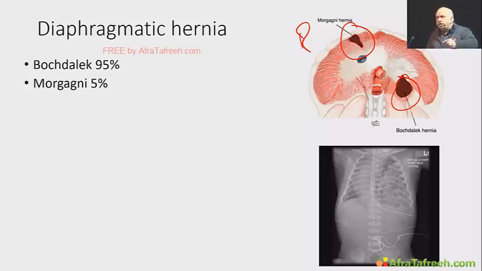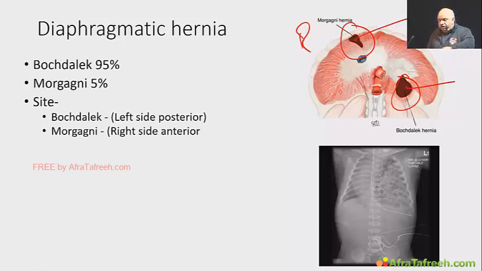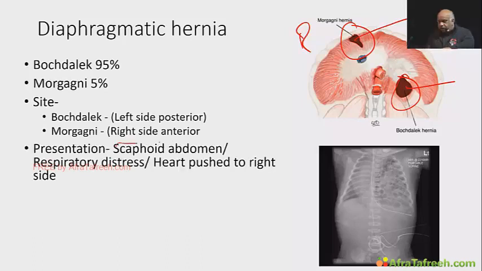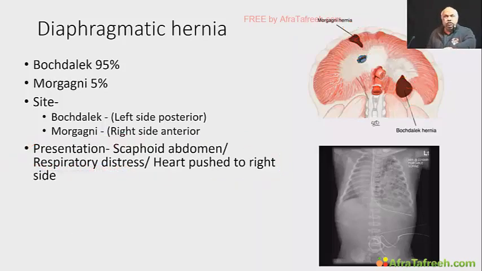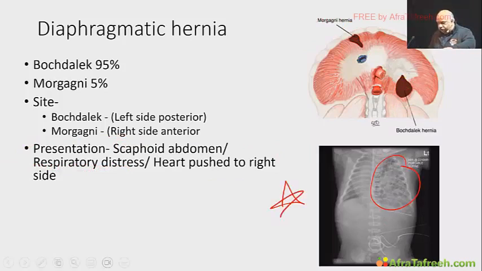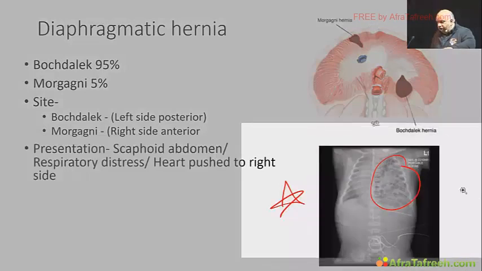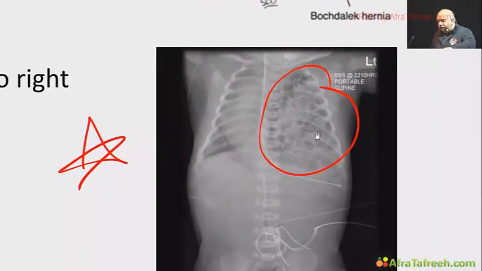Where is the Bochdalek? Left side, posterior. And where is the Morgagni? Right side, anterior. Bochdalek presents as an acute emergency in children. Morgagni can present late also. Bochdalek is left side posterior, Morgagni is right side. And this is the triad of diaphragmatic hernia. What triad? First, scaphoid abdomen. There is no bowel here, all the bowel is gone. And this X-ray also I'll keep in the red zone for the triad. You can see no air in the abdomen. Rather, all the air is in the thorax because the intestine has come here.